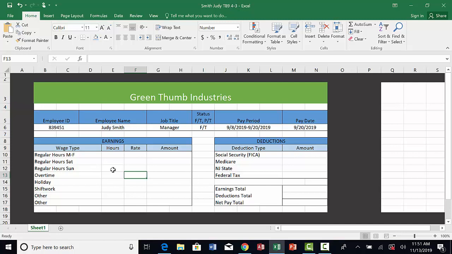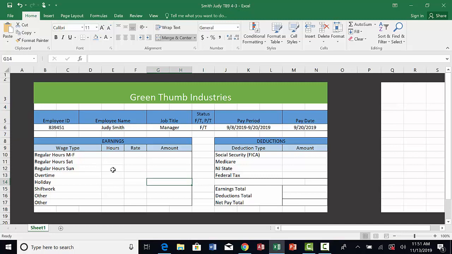Put your cursor in cell G13. You are going to enter a formula to multiply the number of overtime hours times the overtime rate. Remember to use cell addresses in your formula, not the actual numbers.